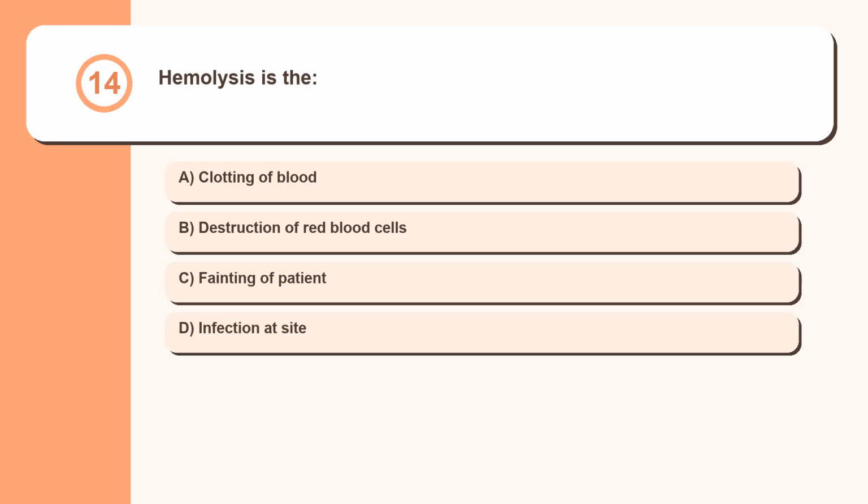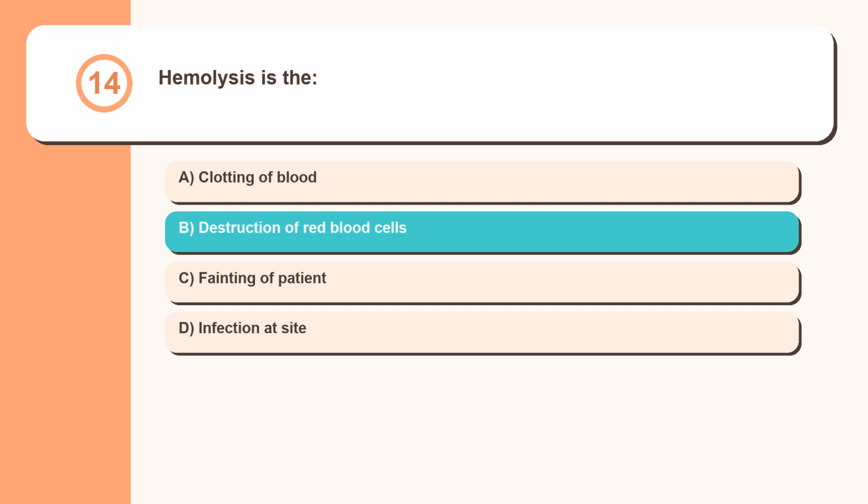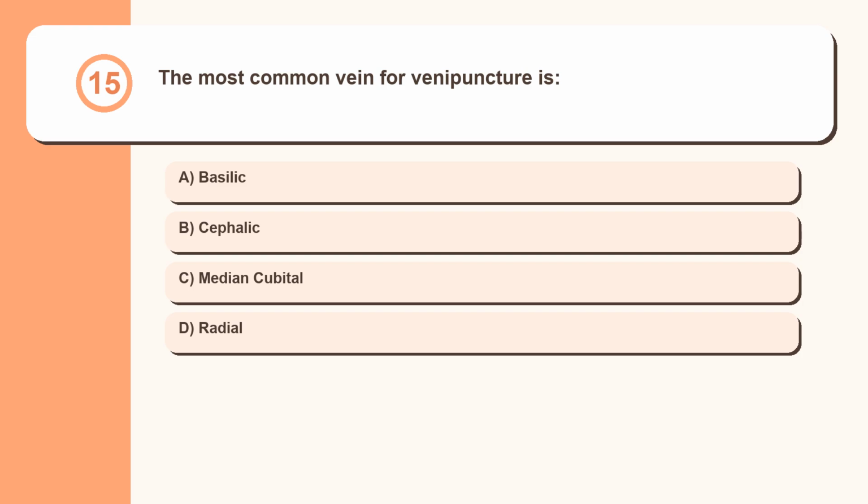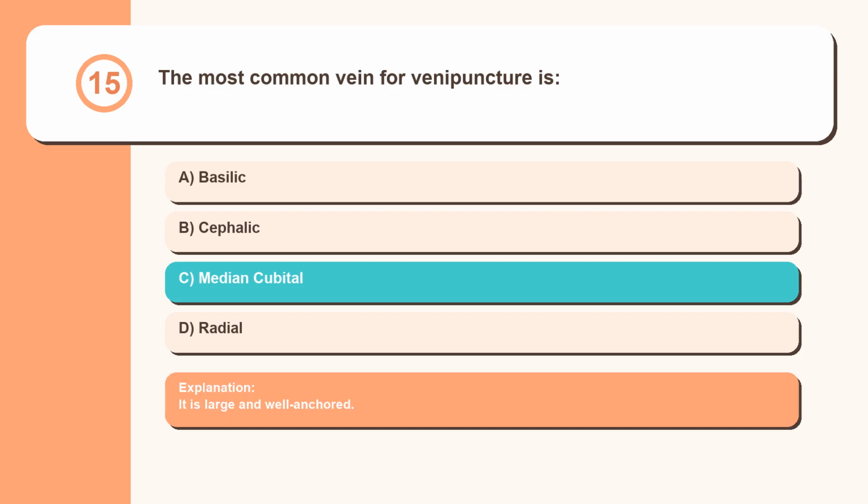Question 14. Hemolysis is: the clotting of blood, destruction of red blood cells, fainting of patient, infection at site. Can be caused by shaking tubes or small needles. Question 15. The most common vein for venipuncture is: basilic, cephalic, median cubital, radial. It is large and well anchored.